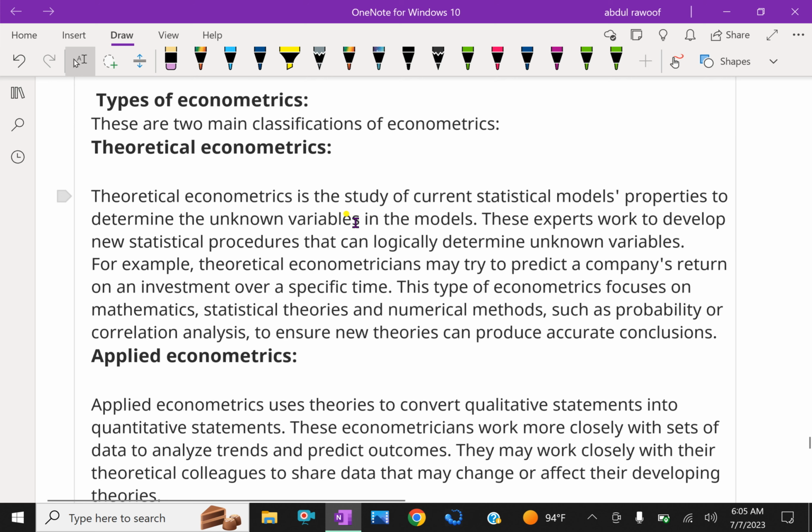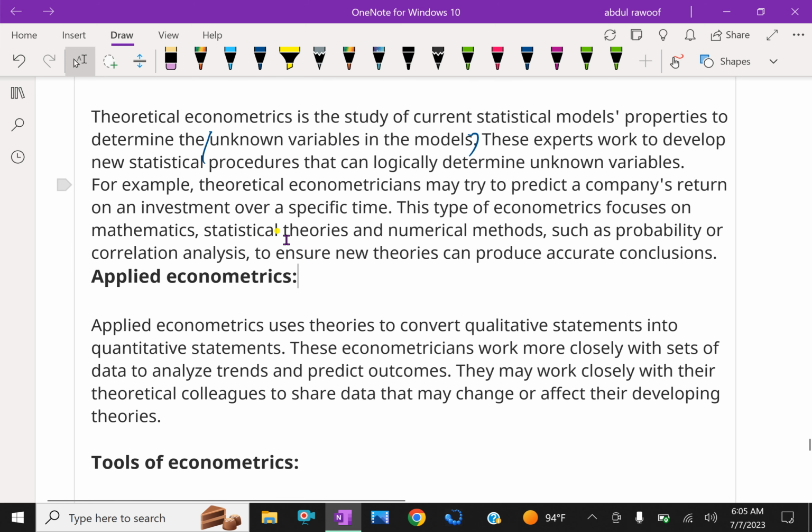Types of econometrics. Theoretical econometrics. Theoretical econometrics is the study of current statistical models' properties to determine the unknown variables in the models. These experts work to develop new statistical procedures that can logically determine unknown variables. For example, theoretical econometricians may try to predict a company's return on an investment over a specific time.